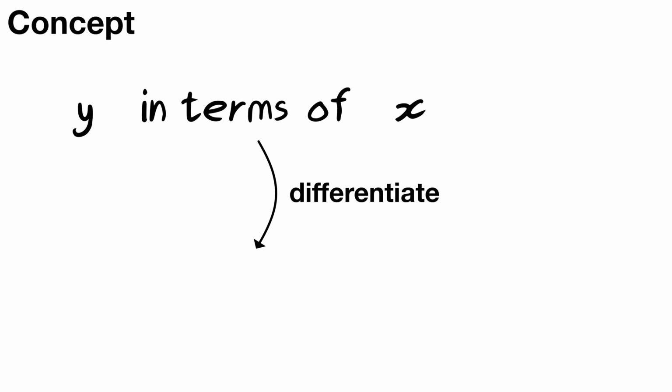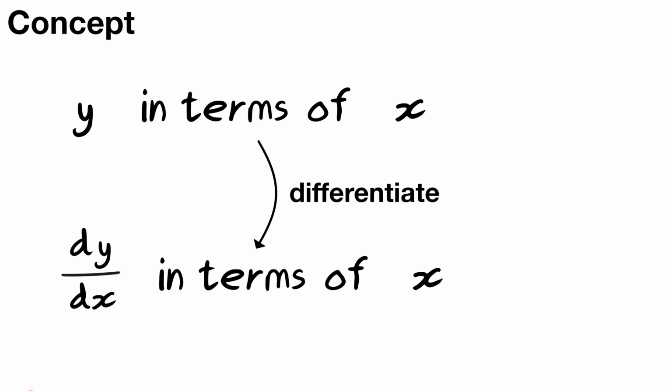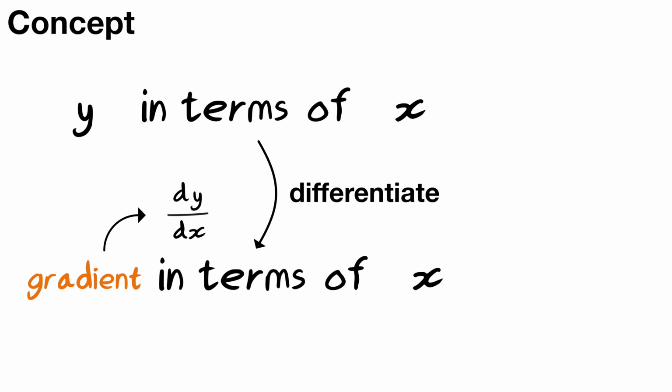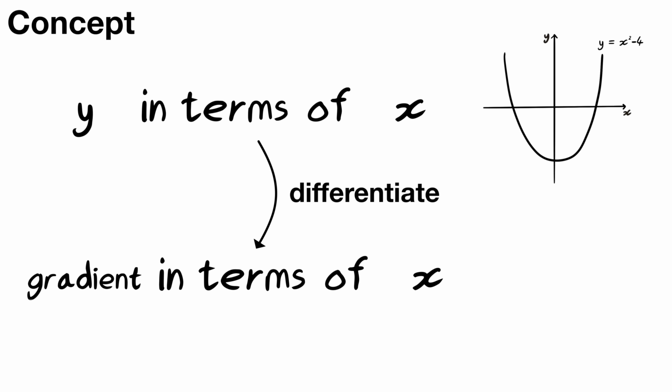Let's start with a line of y in terms of x. When we're differentiating this, we get a line of dy by dx in terms of x, where dy by dx simply means gradient. So for the moment, it's best for you to think of the differentiated line as the gradient in terms of x. Let's say we have the curve y equals x squared minus 4. We can actually work out an equation for the gradient through differentiation, which we're going to take a look at in a second. But just for now, believe me, the equation for the gradient is y equals 2x.